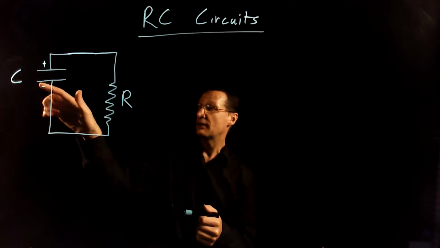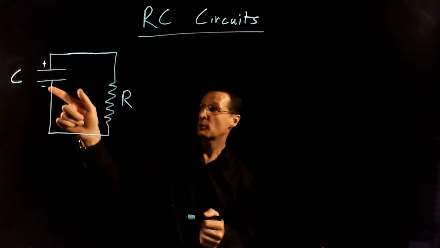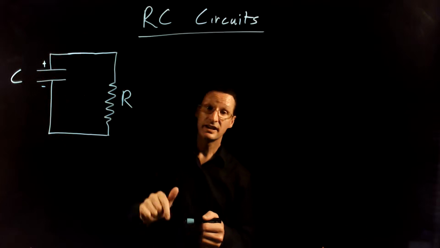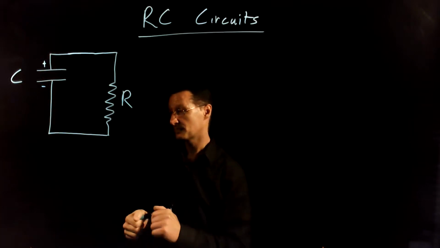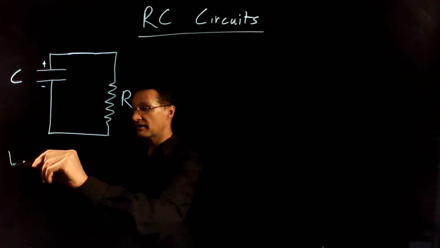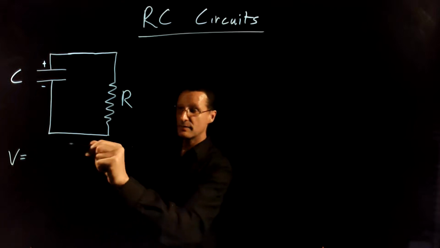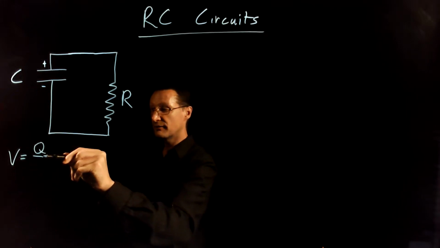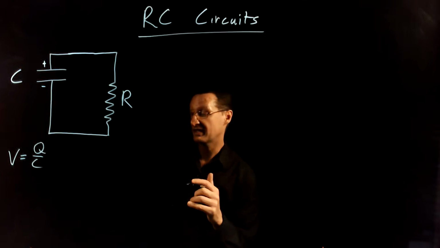So I've charged up the capacitor and then I've connected it so that a current can flow, and the current is going to discharge, pull that charge off of the capacitor and allow it to neutralize the capacitor. Okay, so let's start by thinking about the voltage across the capacitor. And just from the definition of capacitance, the voltage across the capacitor is just Q over C.